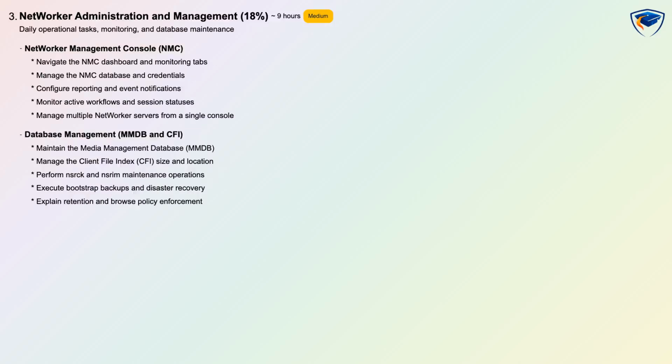Networker Administration and Management is 18%, medium difficulty, with about 9 hours of study and mixed assessment types focusing on scenarios and concepts. This domain teaches daily operational tasks including navigating the Networker Management Console, monitoring active workflows and sessions, and configuring reporting and notifications.